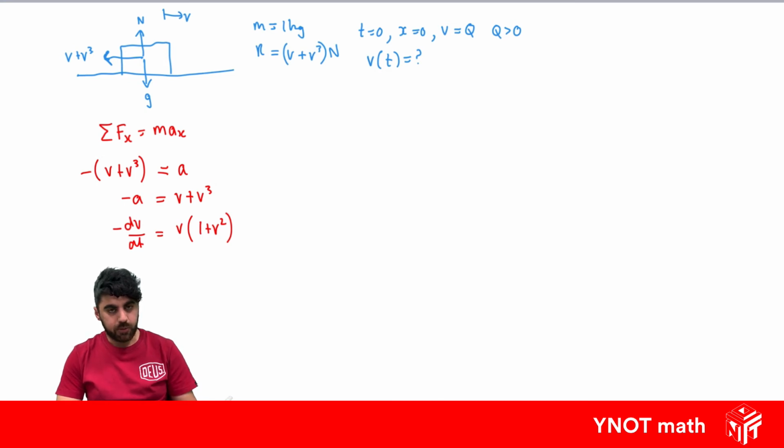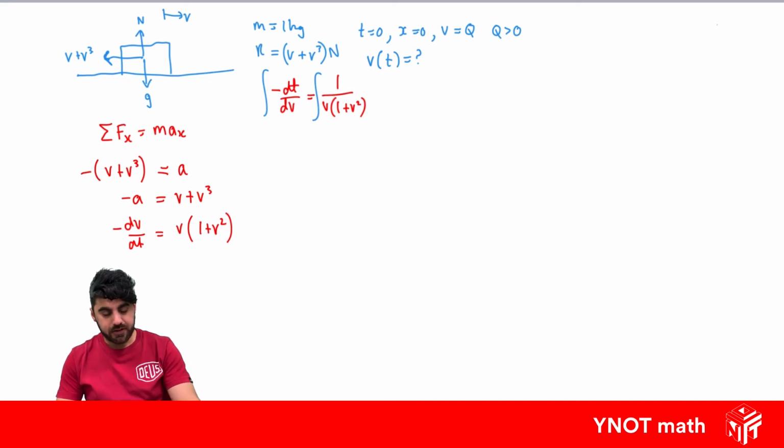We want to integrate both sides, but we have this dt on the bottom, which we need to be dv. So let's just take the reciprocal of both sides first. So we get minus dt over dv equals 1 over v(1 plus v squared). And now we're ready to integrate both sides. But when we do that, this fraction over here is tricky to integrate.